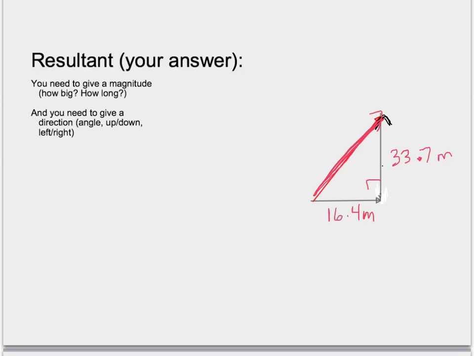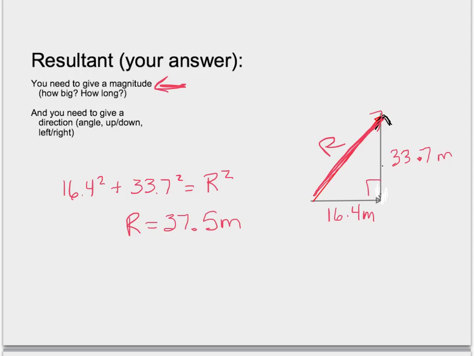Hey, guess what? This is a right triangle. So right triangles, we can use a squared plus b squared equals c squared. So 16.4 squared plus 33.7 squared is equal to our resultant squared. This is our resultant. And so that comes out to 37.5 meters. Okay, we're not done. So that's our magnitude. Our magnitude is 37.5 meters. That's how far he went as the crow flies. So that's the straight line distance.